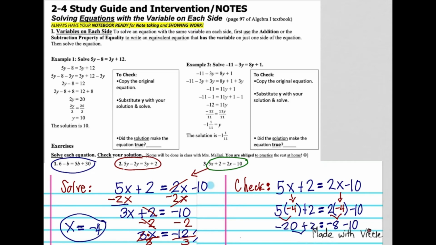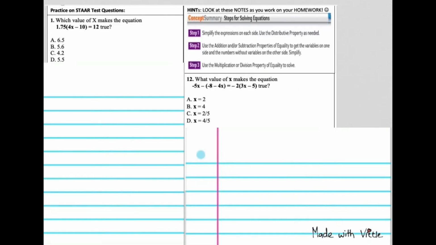Different signs subtract, same signs add. It made our equation true. Now let's do practice on STAAR test questions.